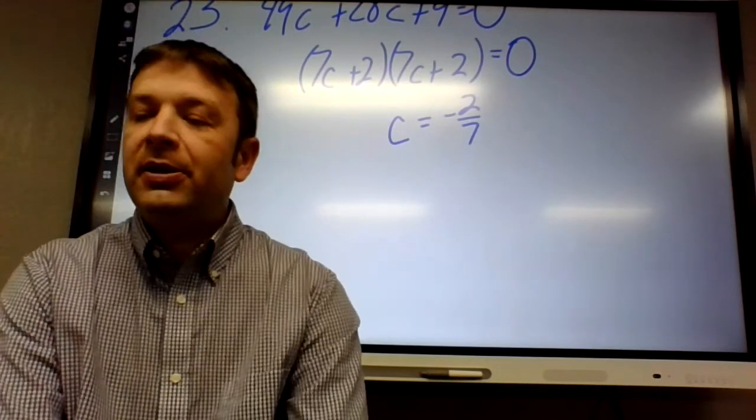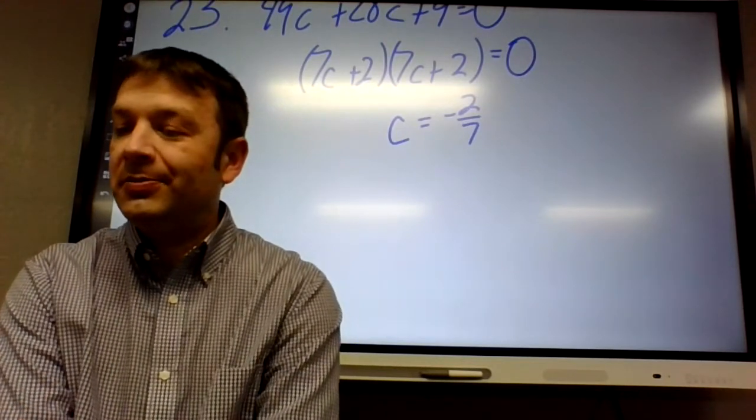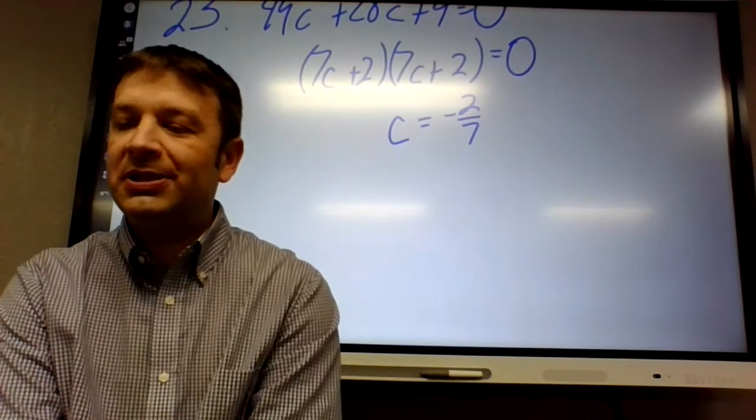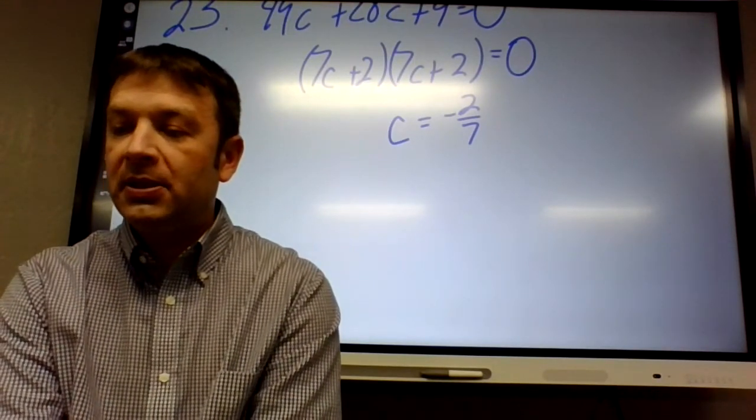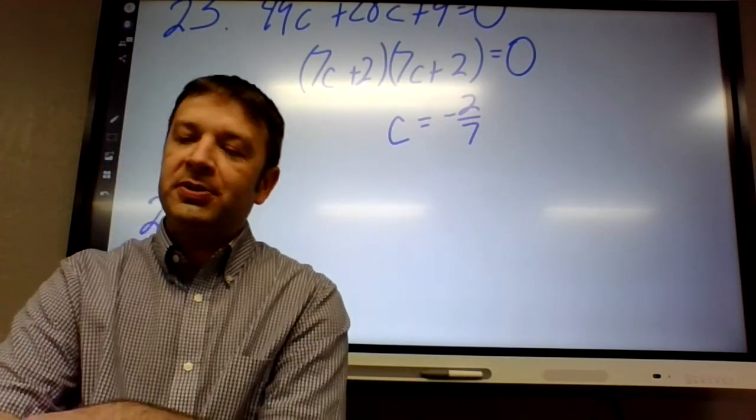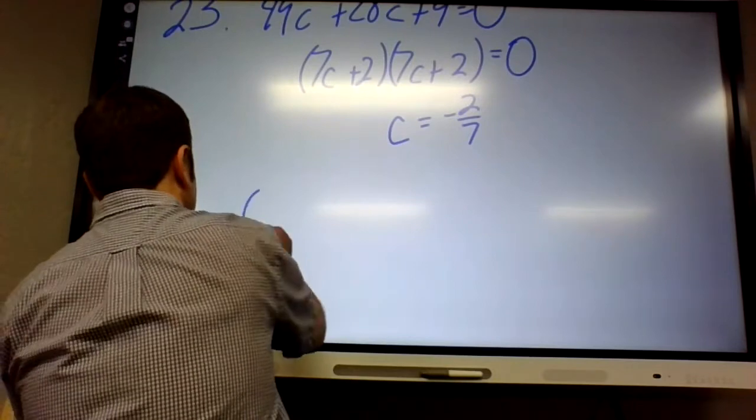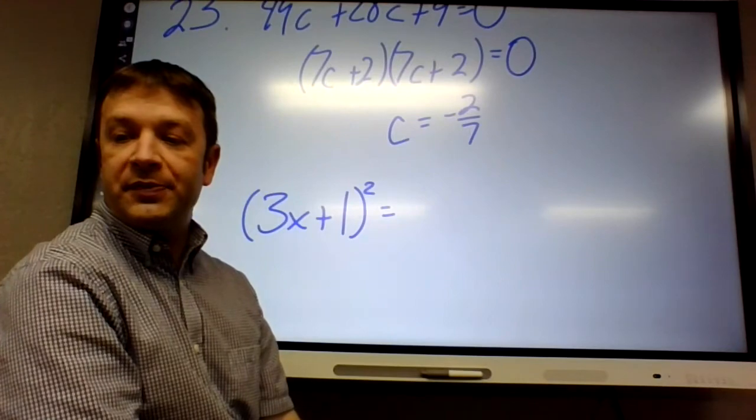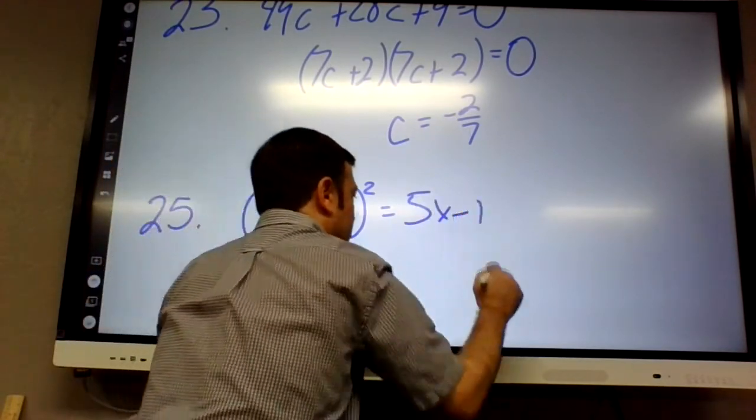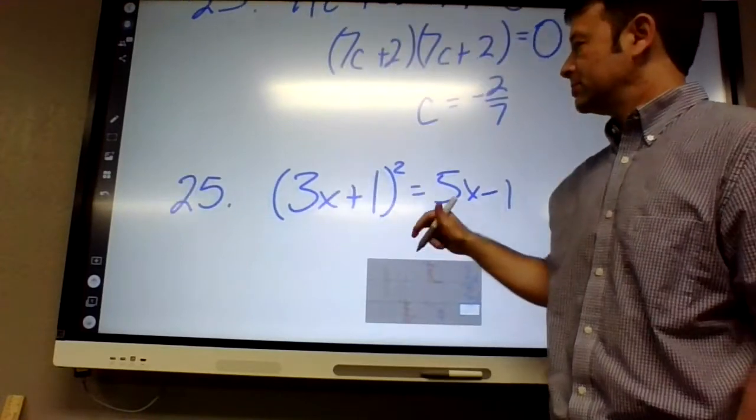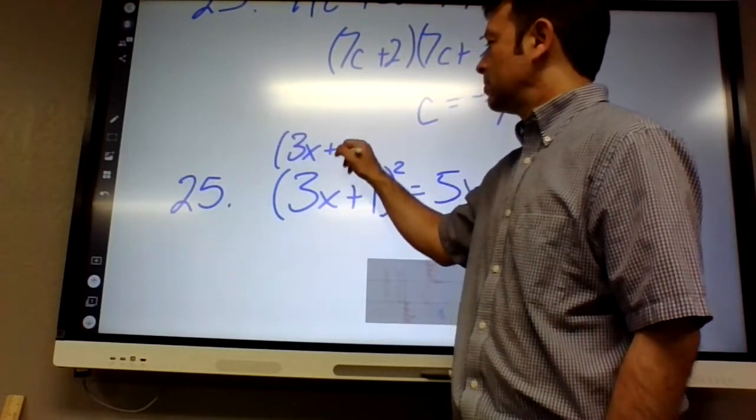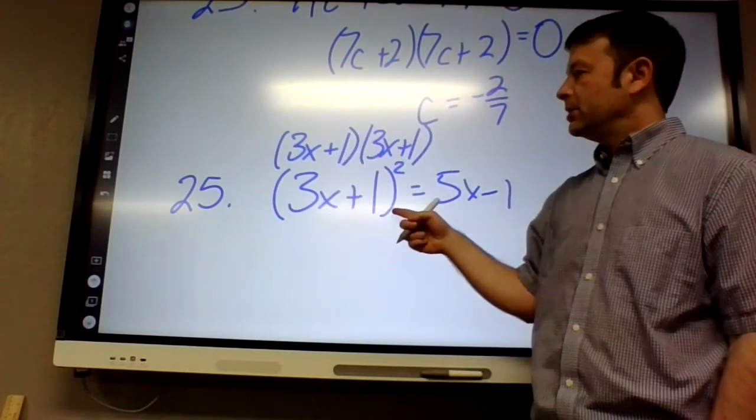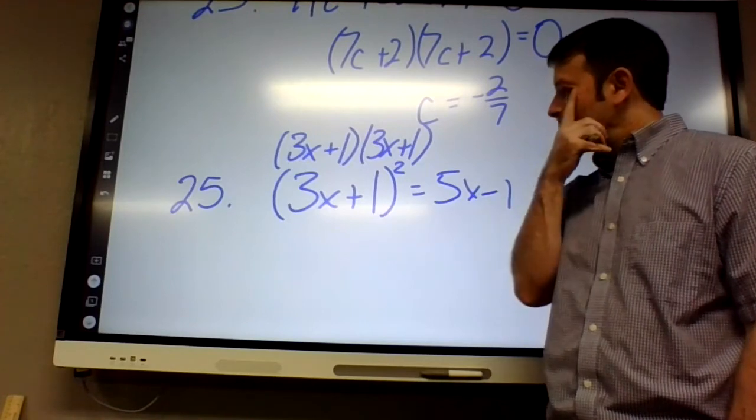Anyway, on 25, even though it looks similar, we can't use that trick because if we square root 5x minus 1, that doesn't really simplify. It's still a mess. So instead, I'm just going to go ahead and square the left side. How do I square the left side? 3x plus 1 times 3x plus 1. It's a FOIL problem.